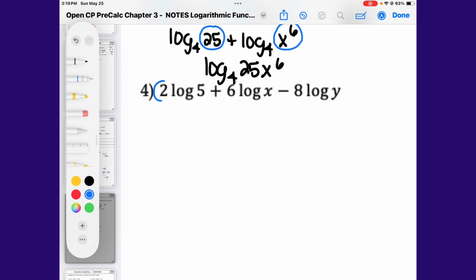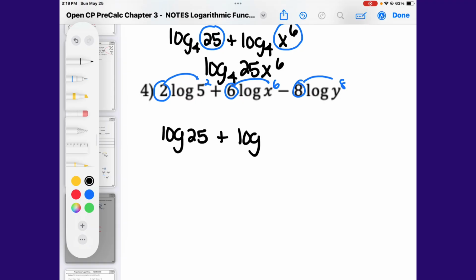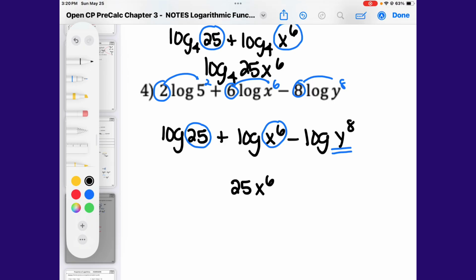So I check for those coefficients. That's going to come up front, come up as an exponent. We got lots of them here. I'm going to rewrite it. So I have a log base 10 of 25 plus log base 10 of x to the 6th minus a log base 10 of y to the 8th. Okay, so I need to make sure that I am multiplying this and this together, but then I'm going to divide by that. So we have 25 multiplied by x to the 6th divided by y to the 5th.